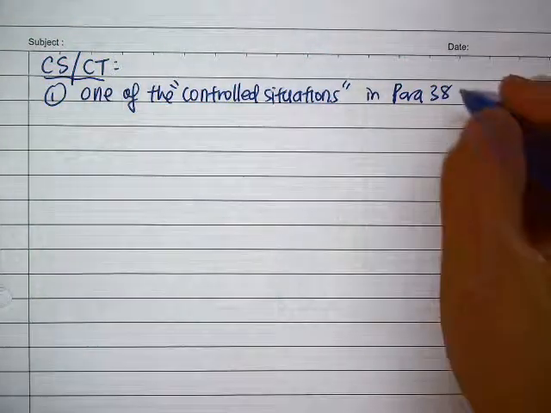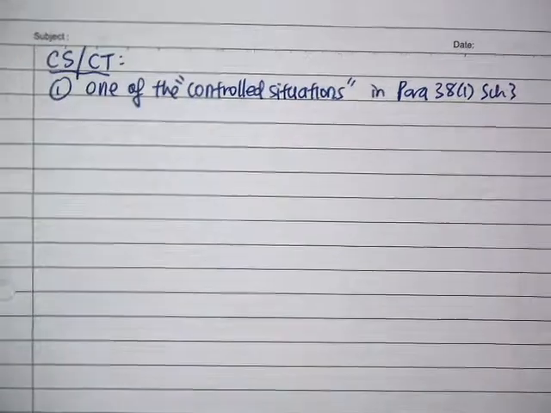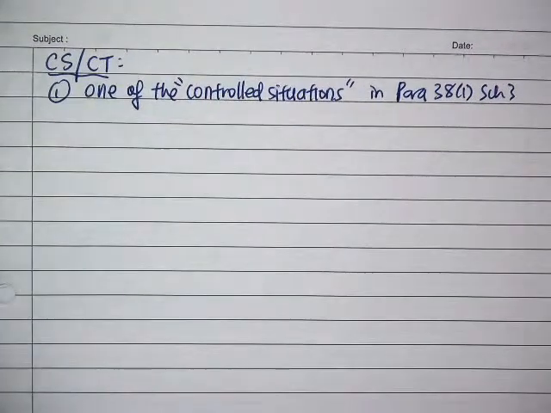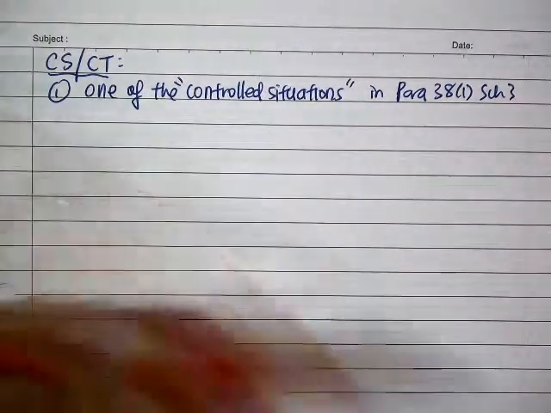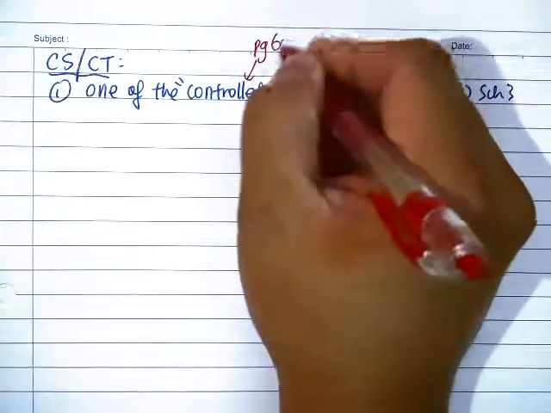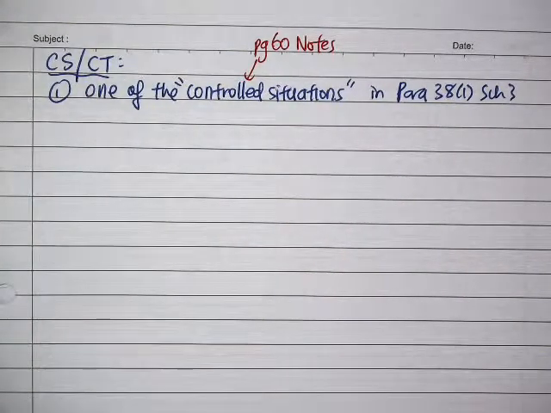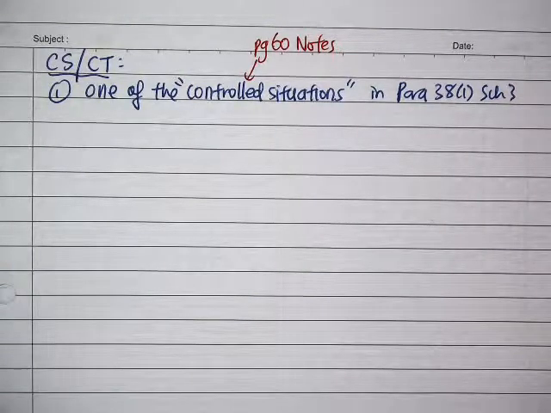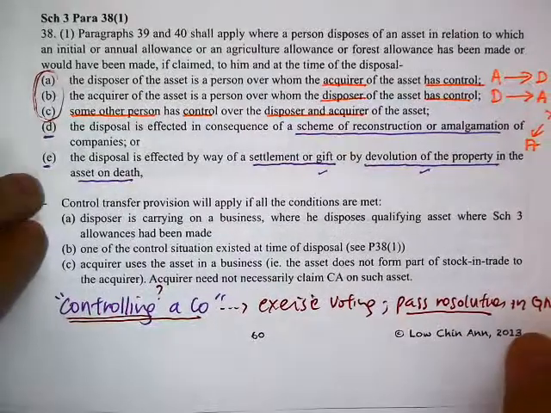Okay, schedule 3. Para 38.1, schedule 3. Okay, this one you can refer to page 60 of your note. Alright, so I just write down where to refer. Okay, page 60 of your note. Now you don't need to turn, I just show here. Okay, I just tell you verbally.